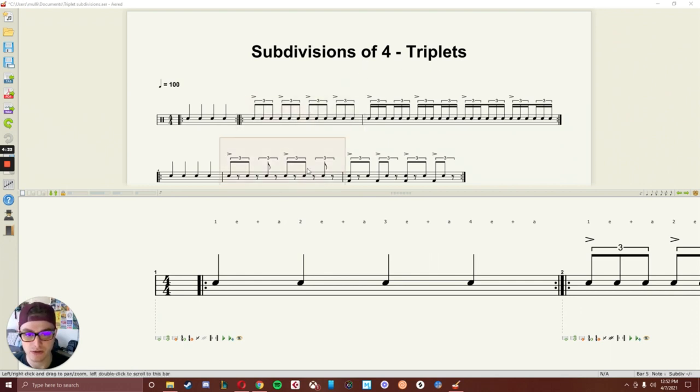So I'm going to go over this in the same format I did last week. And this one will probably be a little bit shorter because there are fewer things that I wanted to show you, at least at the basics level. So, as always, we start off with the quarter notes.